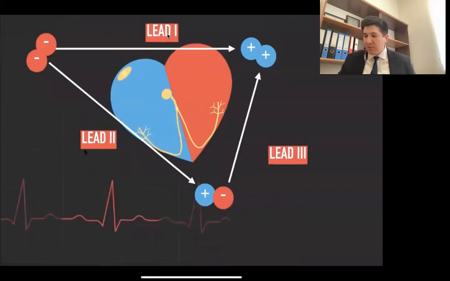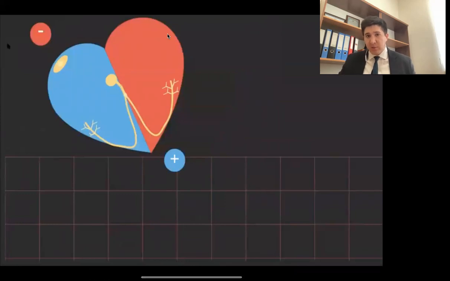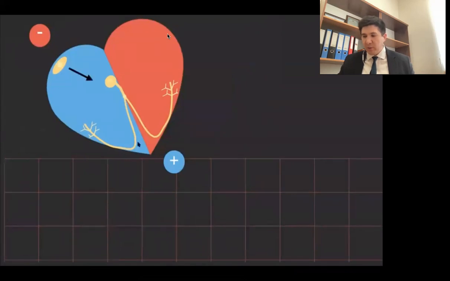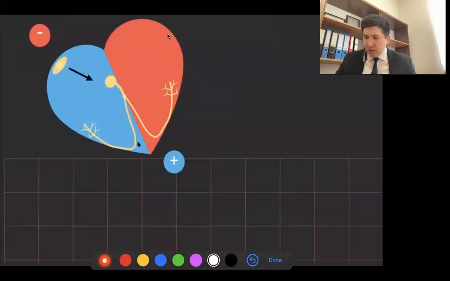So whenever the signal is created in the SA node, it's going to move in the direction of the AV node. Okay, so there are lots of cells there, but the mean vector, the average vector, is going to move in that direction, from the SA node to the AV node. Okay, so you've got all of the cells here, and at rest, they've got minus inside and plus outside. But once the action potential is created, they are going to start depolarizing. It's going to be plus inside and negative outside.